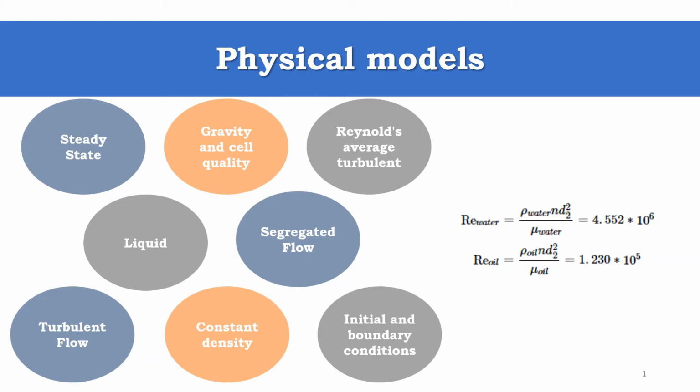We can see here the value for water and oil. Reynolds-averaged turbulence was selected too. This model has three components: K-epsilon turbulence, realizable K-epsilon two-layer, and two-layer all-y+ wall treatment. This model provides a solution for two variables: turbulence kinetic energy and rate of dissipation of turbulence kinetic energy.